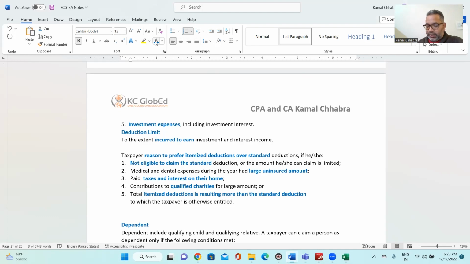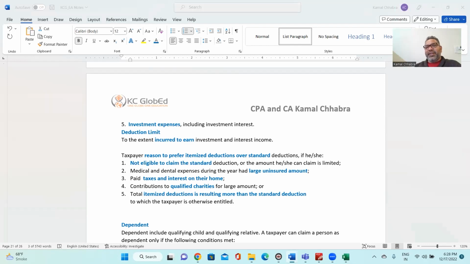Then is the standard deduction available for all taxpayers in the United States of America? Yes, no? Is the standard deduction available to all the taxpayers? No. Are you sure? No. To whom is the standard deduction available?